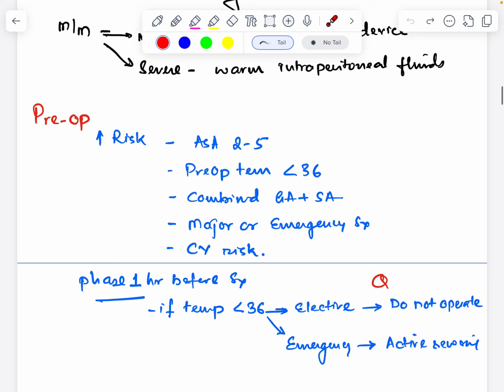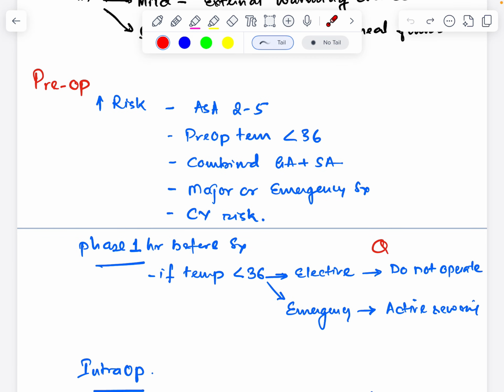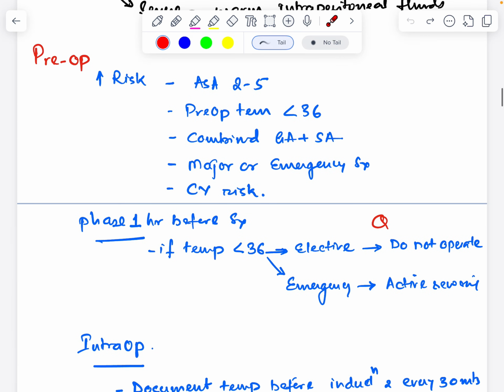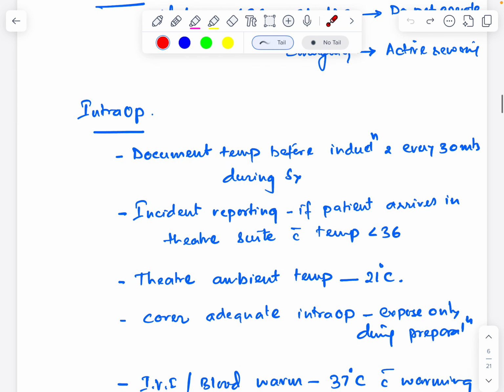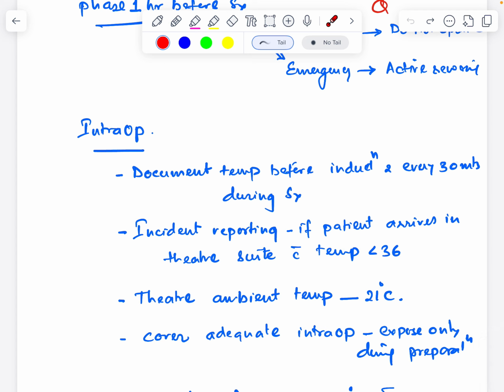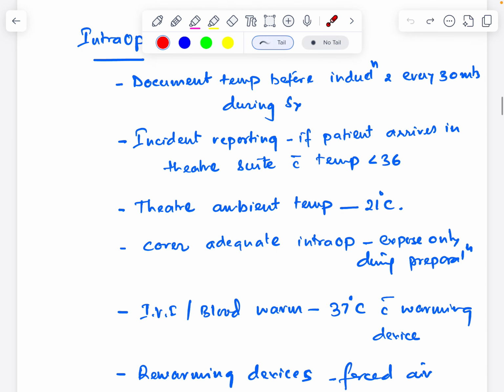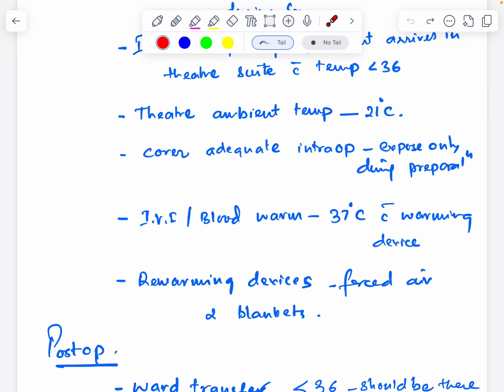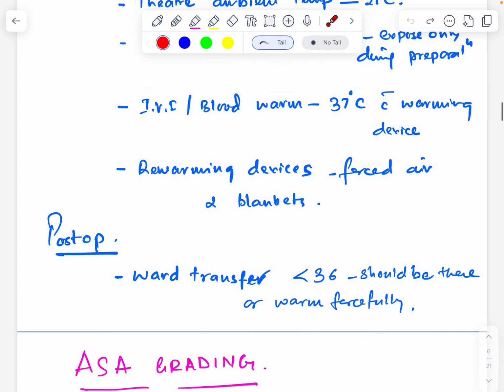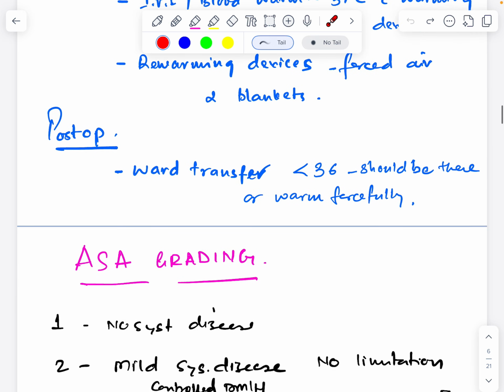Preoperative: ASA 2 to 5, preterm less than 36 weeks, combined GA, increased risk, major or emergency surgery. Phase 1, 1 hour before surgery, if temperature less than 36, elective: do not operate; emergency: active warming. Document temperature on induction and every 30 minutes. Incident reporting if patient arrives in theater cold. Ambient temperature should be 21 degrees. Cover adequately, intraoperative exposed areas. Intravenous fluids, warm them to 35 degrees. Warming postoperative ward transfer; less than 36 should be treated.